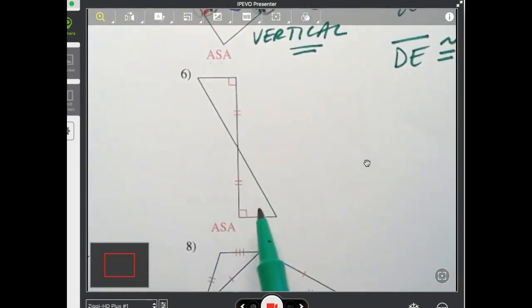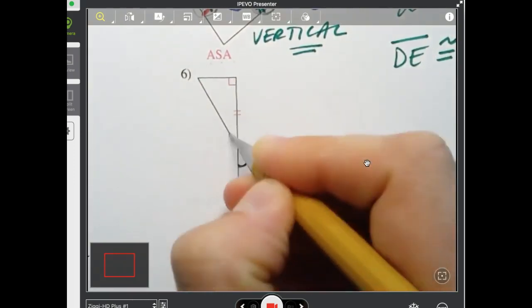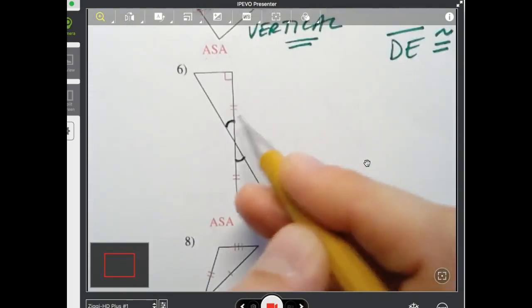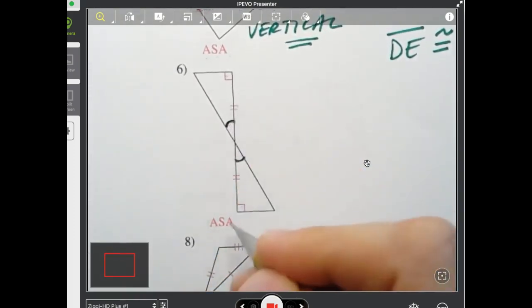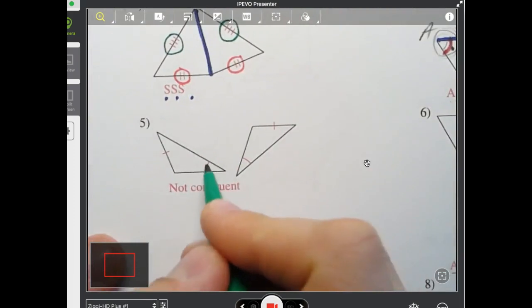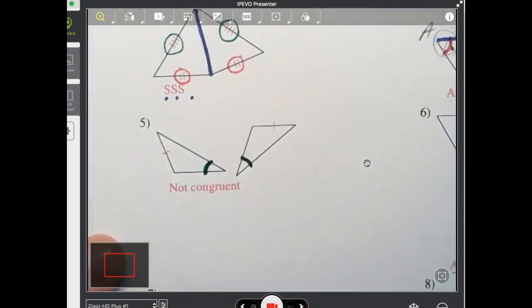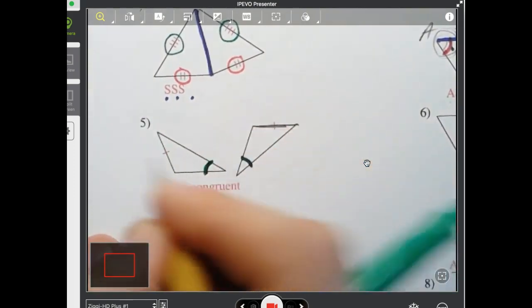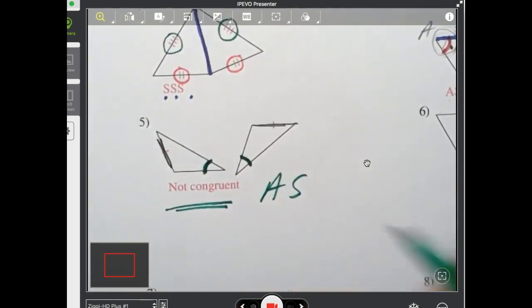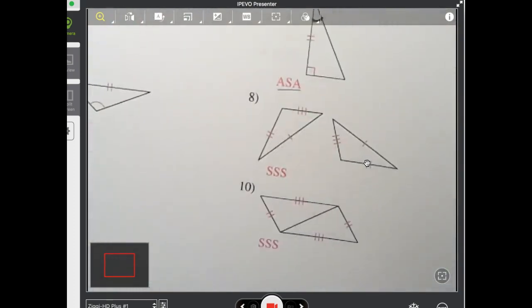Here, these are right triangles, but don't be fooled into thinking it's automatically hypotenuse leg, because those are congruent because they're vertical, and so we actually have angle, because all right angles are congruent to each other, right? Angle, side, angle, and it is the same as angle, side, angle. So that would be that one. Let's look at one that's not congruent. Well, here we have angles and we have sides, but that's not sufficient. There's nothing to say that those are congruent because we don't have enough components. We only have AS, and that doesn't do anything for us, right?